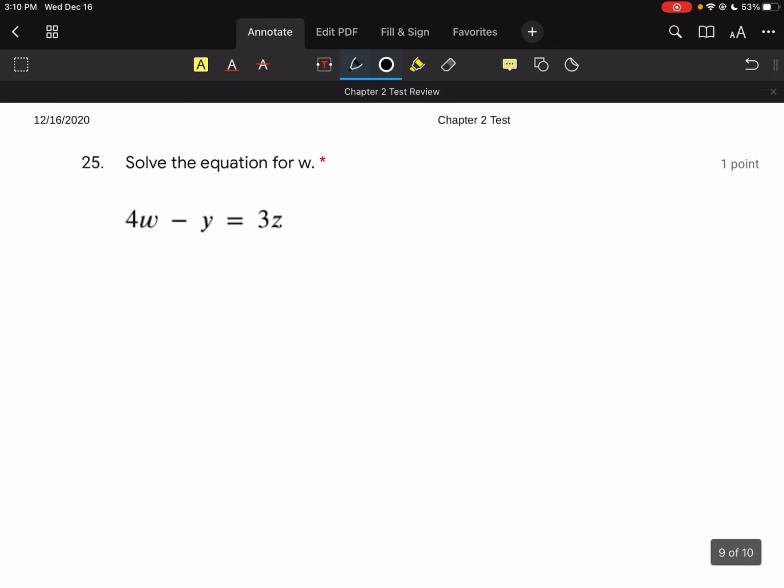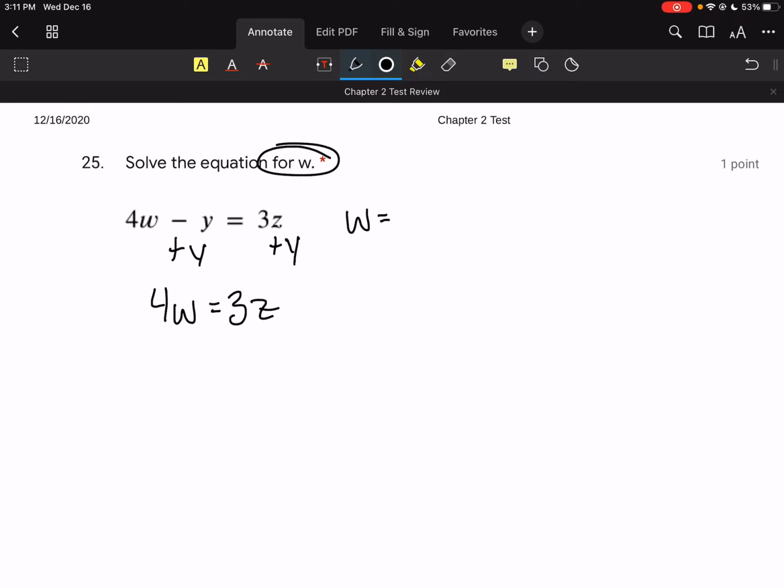Next up, we have solving an equation for W. So for these, we want our W to be all alone by itself. So we're going to have to undo everything that is there with the W. So we want everything on one side and W all by itself. So we're going to add Y to both sides. So we have 4W is equal to 3Z. Divide both sides by 4, so W then is equal to 3Z over 4.